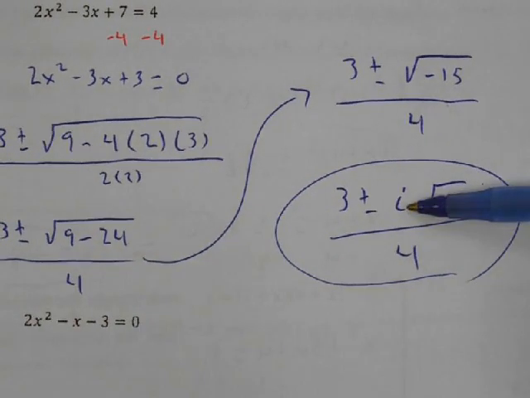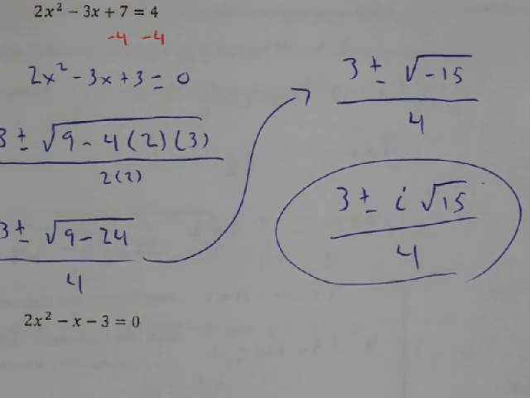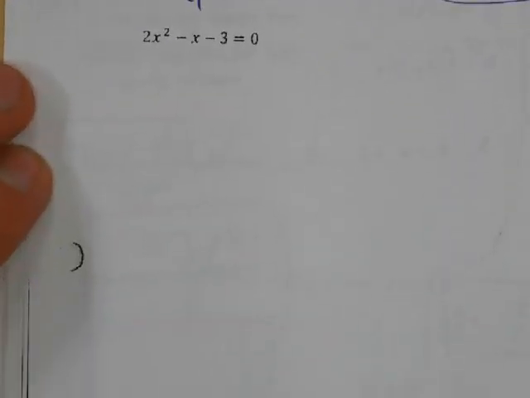Okay. So what this basically means is that our graphs don't intersect each other, but we can still get imaginary solutions. Okay, so sometimes on your homework they're going to ask you for the real and imaginary solutions. So that's how we do it. If we have a negative under the radical, take out an i. Okay. Next one.